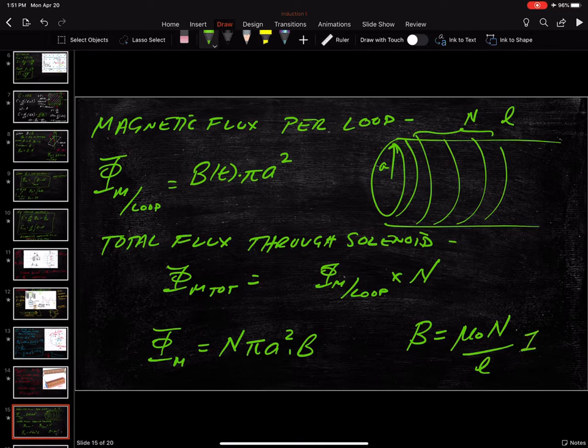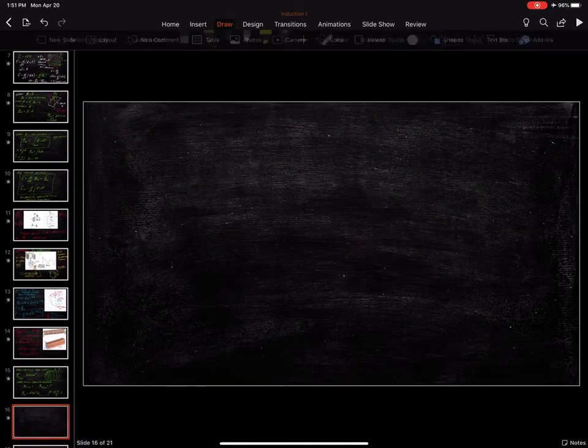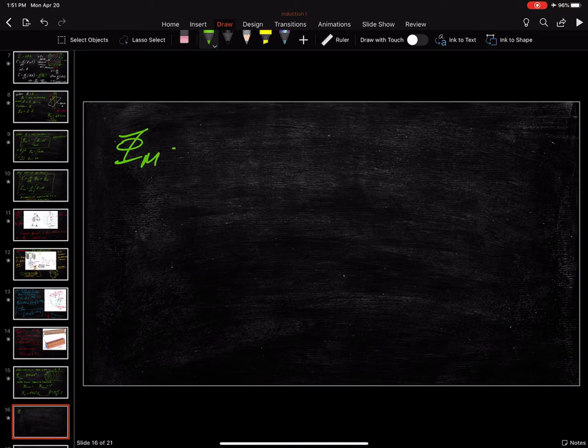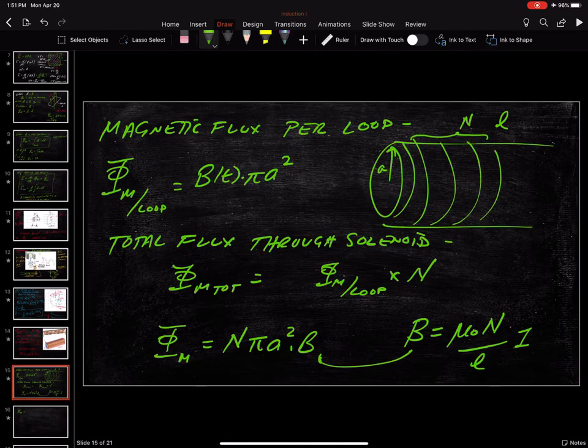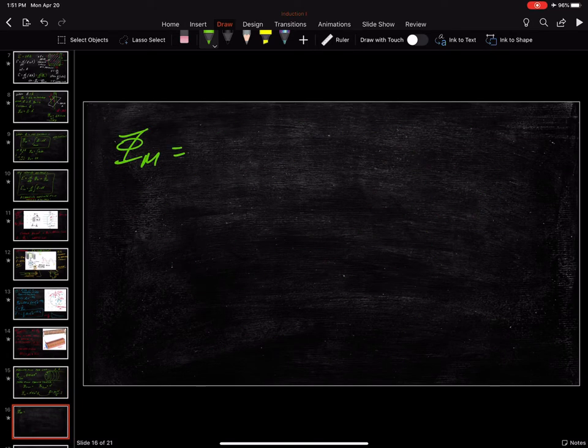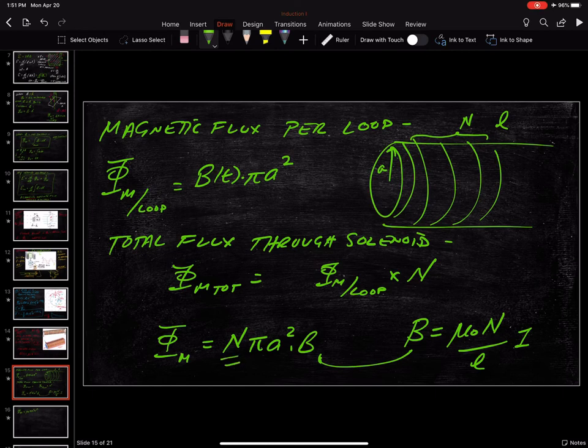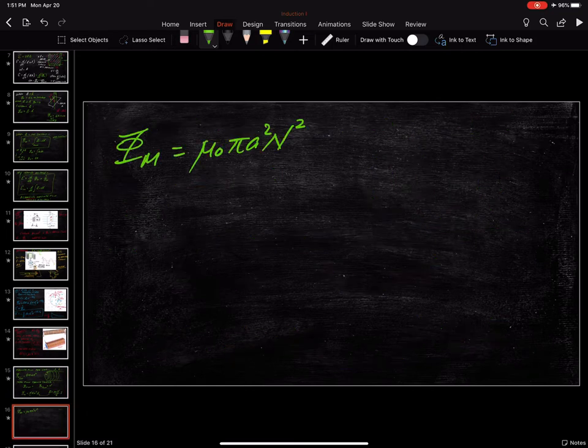So when I take this and plug it in here, I find phi m, the total magnetic flux, should be pi mu naught pi a squared N squared. Where did the squared come from? Well, there's an N here, then there's also an N in the definition of B. Pi a squared mu naught N over L times I as a function of time. So that's my magnetic flux.